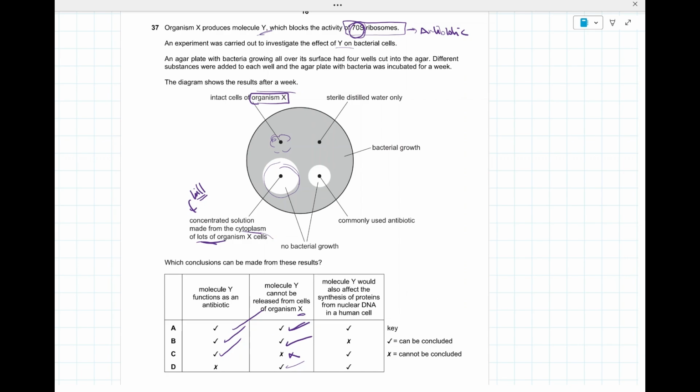And now finally, molecule Y would also affect the synthesis of proteins from nuclear DNA in a human cell. Now, this is instantly incorrect. The reason for this is that synthesis of proteins from nuclear DNA forms mRNA. mRNA is translated in 80S ribosomes, not 70S ribosomes. Therefore, it does not directly affect the synthesis of proteins from nuclear DNA in human cells.